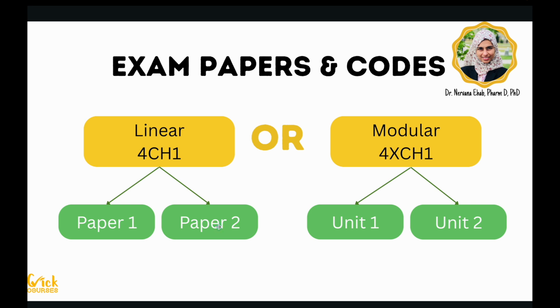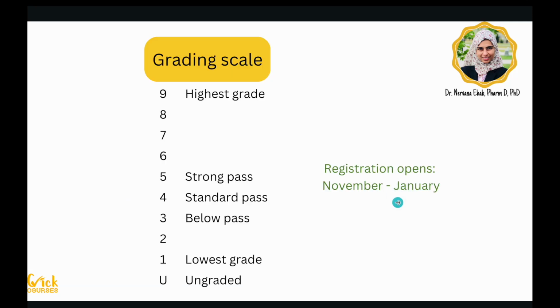Basically, if you do the linear, you're going to be taking two papers, and they're called paper 1 and paper 2. If you take modular, you're going to also take two papers, but they're called unit 1 and unit 2. So let me first tell you about the grading scale.